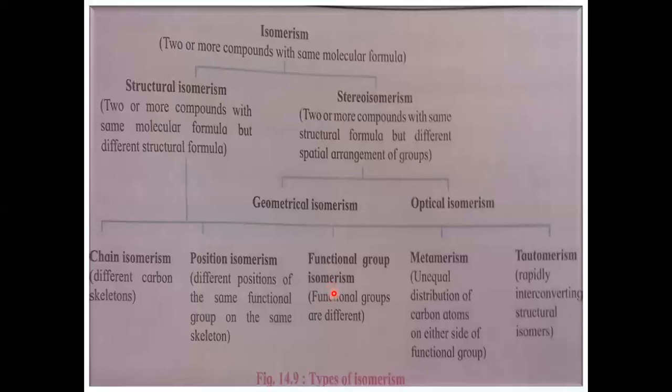Here is an example of CH3CH2OH, ethyl alcohol, and acetone, CH3OCH3. Functional groups are different but the molecular formula is the same. Ethyl alcohol contains OH, the alcoholic or hydroxyl functional group, and CH3OCH3 has an ethereal functional group.